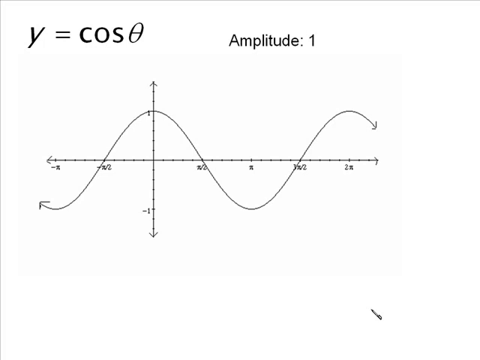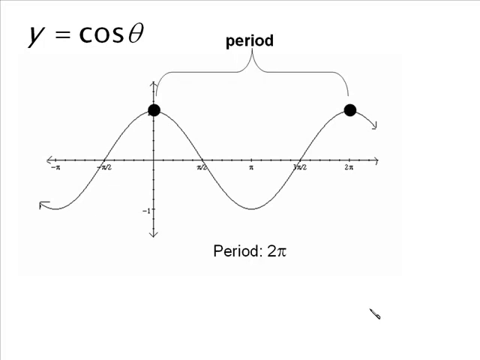The amplitude, though, is still 1. If you measured from the center to the top, we would get 1. And the period is 2 pi. This one I'm measuring from crest to crest. You could actually measure the period from any equivalent spot on the wave, but crest to crest makes sense for us. And at that point, at 2 pi, it starts to repeat itself again.